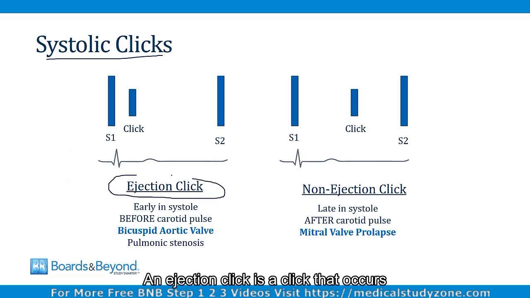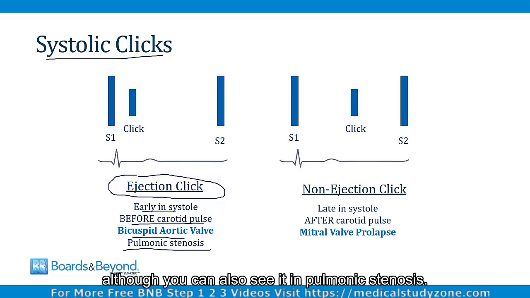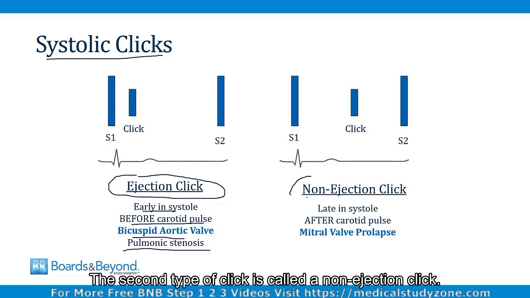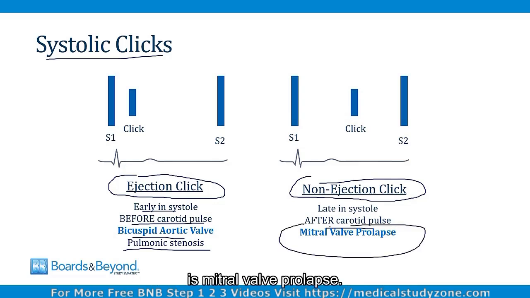An ejection click is a click that occurs early in systole, and by early in systole, I mean that you can hear the click before you feel the patient's carotid pulse if you are palpating the neck. The classic cause of an ejection click is a bicuspid aortic valve, although you can also see it in pulmonic stenosis. The second type of click is called a non-ejection click. These clicks occur later in systole. They occur after the carotid pulse, and the classic cause of a non-ejection click is mitral valve prolapse.